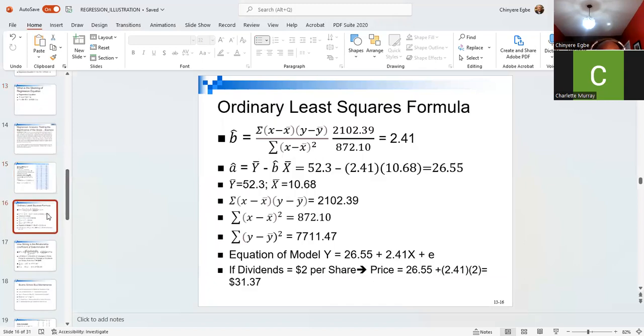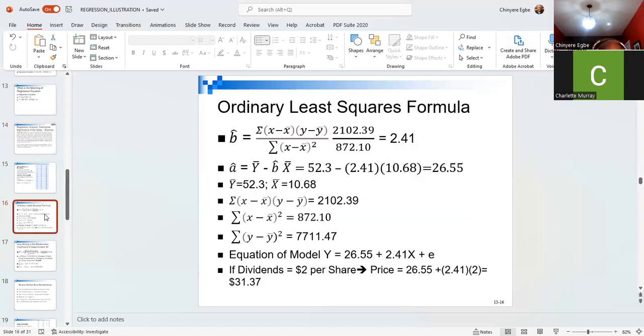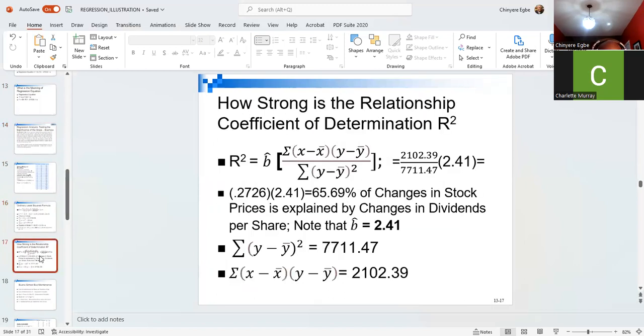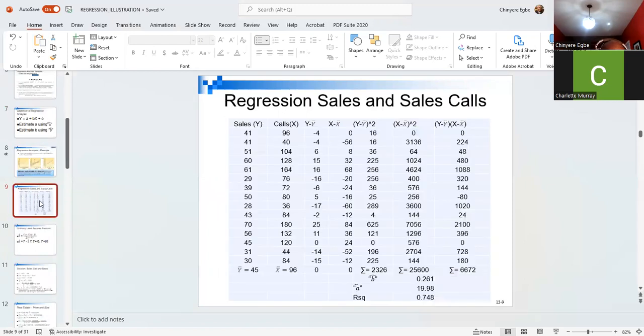This is about dividends per share, and we're going to talk about that next time. Again, we're going to go through it and then use this to explain what we are doing. Here we are talking about sales calls.